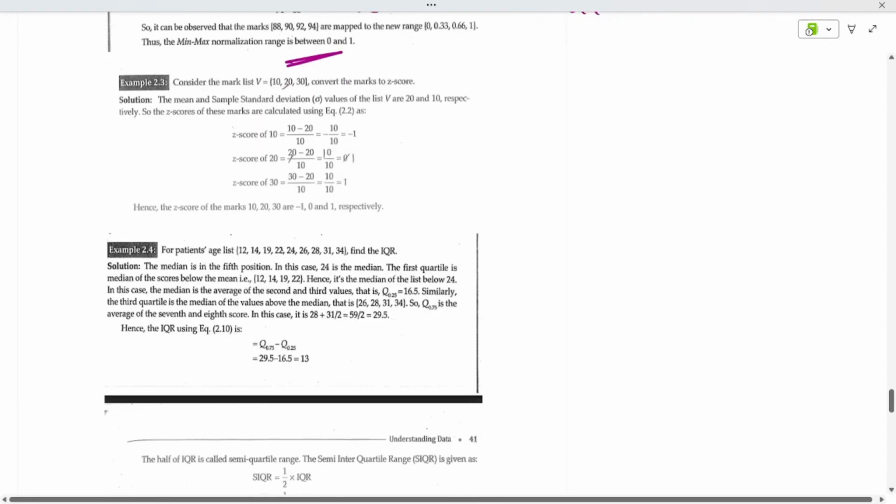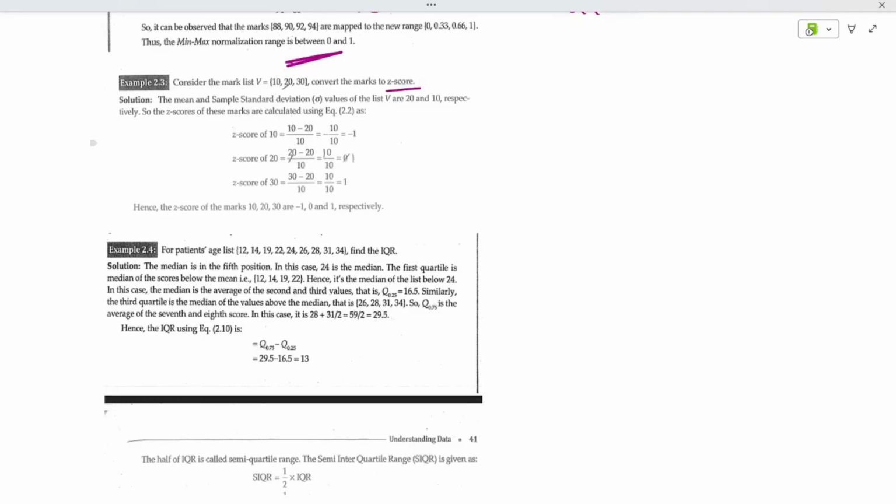Next is about the z-score. This is also one of the repeated questions. See, first they have given 10, 20 and 30. You have to convert them into z-scores.